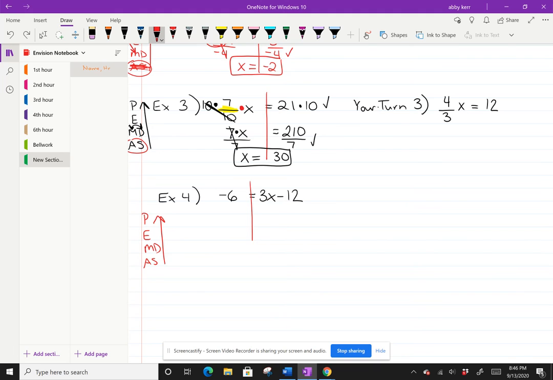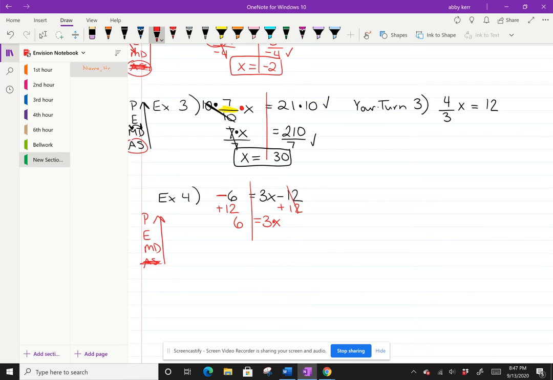So I have a minus 12. So I'm going to add 12 to both sides. Now be careful. This is a negative 6. So either in your phone or your calculator app or Desmos, make sure you put that negative 6 first. Negative 6 plus 12 gets you a positive 6 equals 3x. And now we're done with the first level.